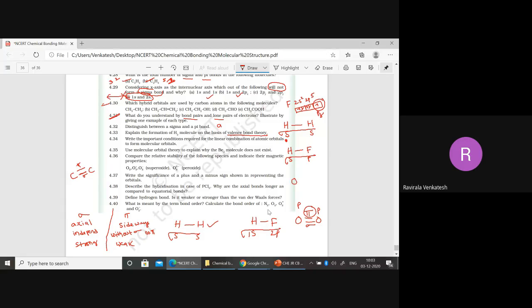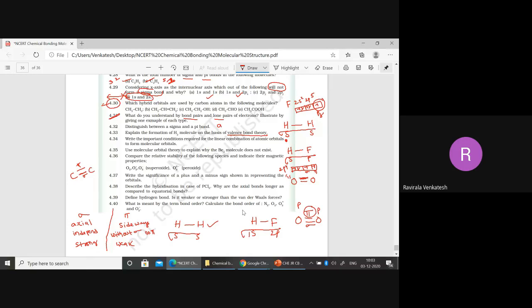Now p-p overlapping will take place in oxygen. In oxygen, if you observe, we can take p-p overlapping. This is the pi bond, p-p overlapping. The configuration of oxygen is 2s2, 2p4. 2p4 I can write like this: 1, 2, 3, 4. This is 2p4 of oxygen. Now this will form the sigma bond, and this will form the pi bond. So this is a pi bond, something like this. Now let me see this 4.30. We will finish this within 5 minutes. So 4.30 we'll discuss now.